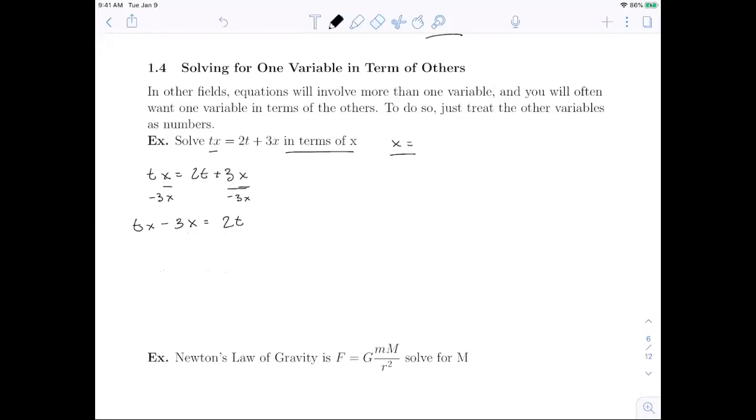Ashley, did you have your hand raised? Yes. So you're absolutely right. I'm going to factor out an x, and I'll get t minus 3 left over. And 2t I didn't really touch at all. So that's why we reviewed factoring before reviewing solving equations.